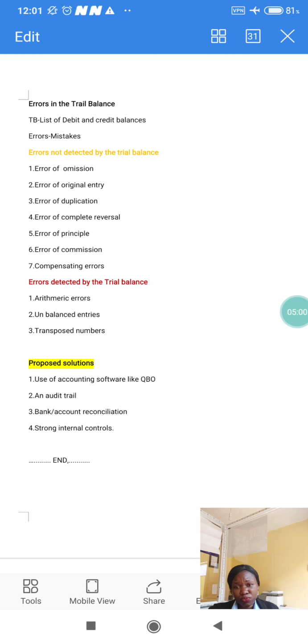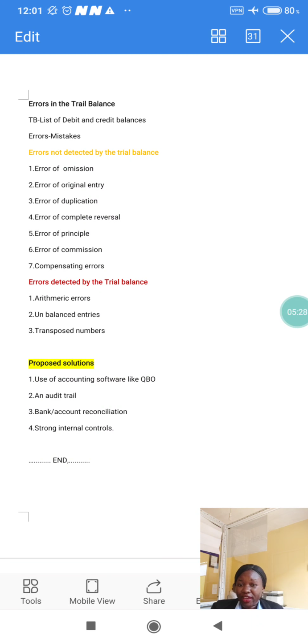Another error is transposed numbers. This is common when you're on a rush. You will find out that instead of writing 2,500 shillings, you wrote 5,200 shillings. And this is an error where digits have been interchanged. Automatically, the trial balance will show you that it's not balancing simply because of such an error.